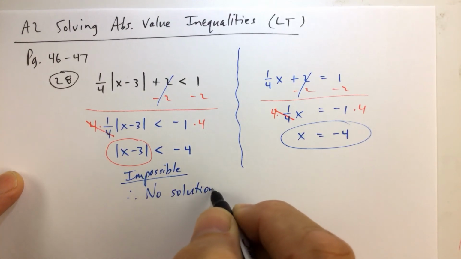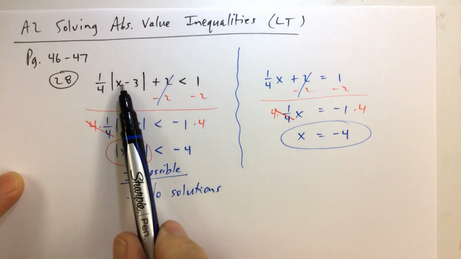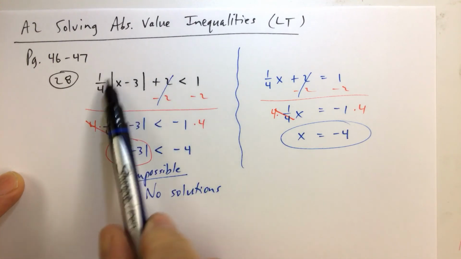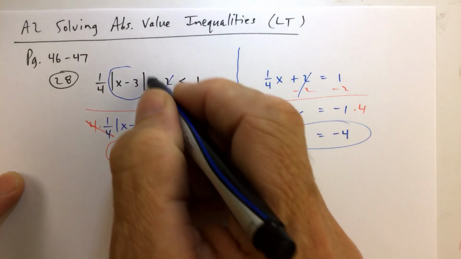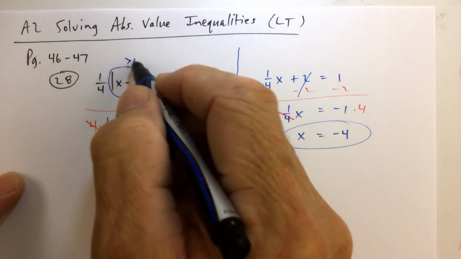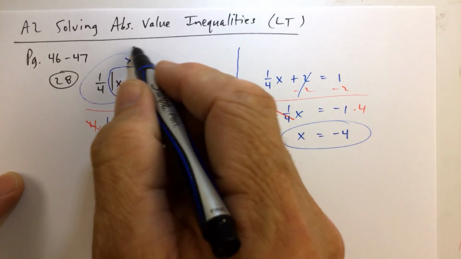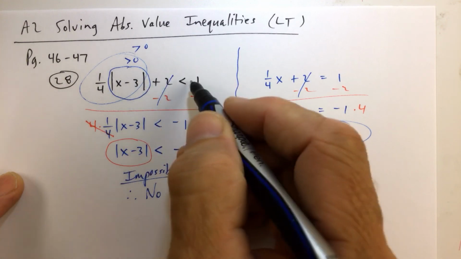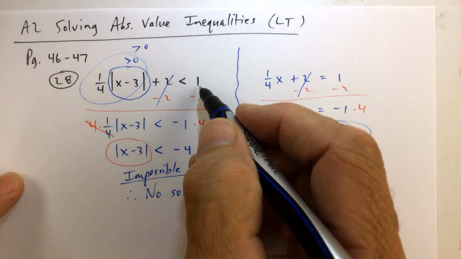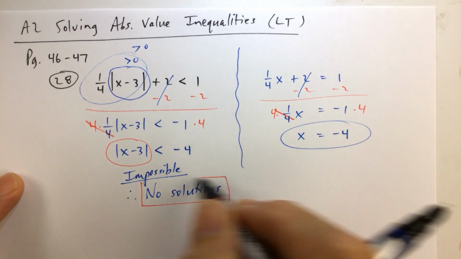Because remember, we are always searching for solutions, trying to find real numbers that would make the statement true. Well, there are no real numbers that would make this true, because no matter what, this original expression here is always going to be a positive number. And that positive number multiplied by 1/4 would be a positive number. And then when we add 2 to a positive number, we can't get something less than 1. So anyway, no solutions to that, and so you don't have to do any more work. You're all done.